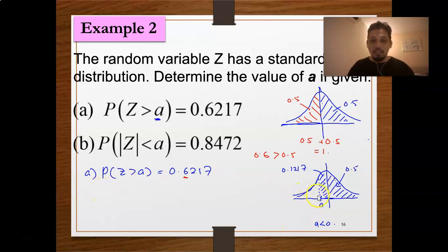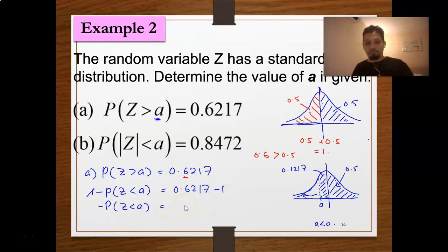Okay, so the whole area between the curve and the x-axis is equal to 1. So 1 minus this area, 1 minus probability of z less than A, equal to 0.6217. Okay, and then negative probability of z less than A equal to 0.6217, the 1 we bring up here, minus 1. So 0.6217 minus 1 equal to negative 0.3783. Multiply with negative left and right.